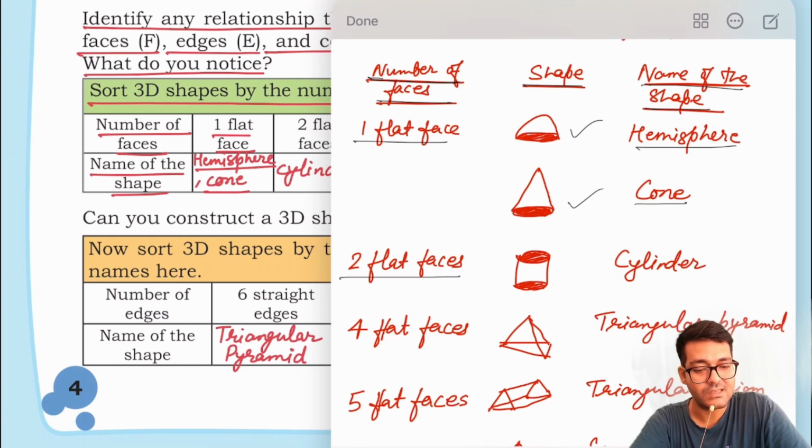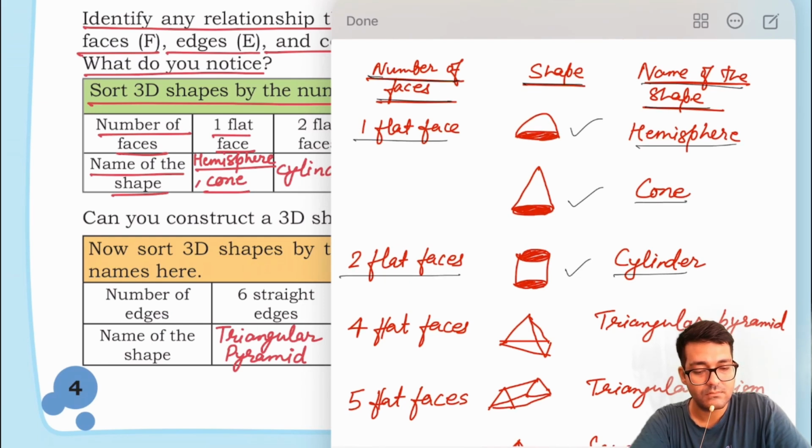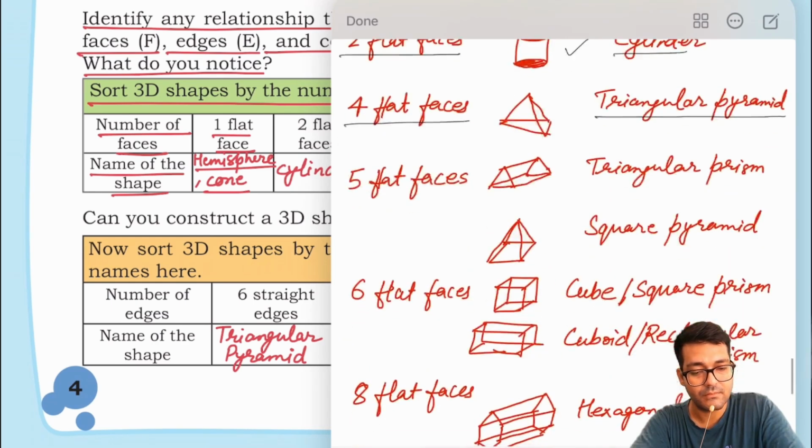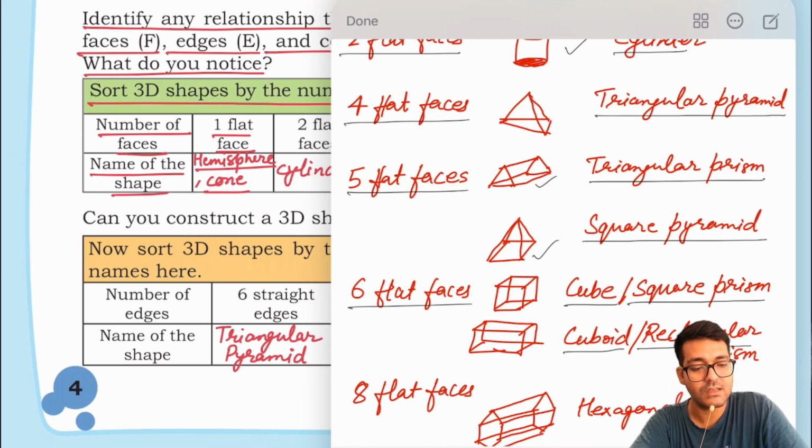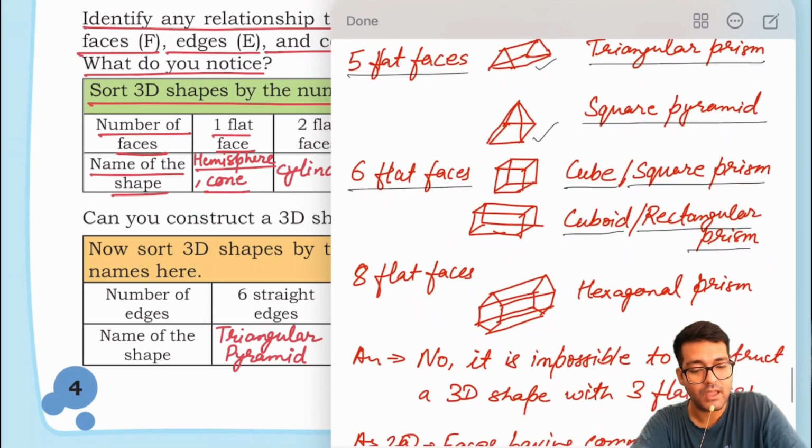Similarly, two flat faces can be seen in cylinder. Four flat faces is present in triangular pyramid. Five flat faces is present in triangular prism and square pyramid. You can see here. Six flat faces is found in cube or square prism and cuboid, that is rectangular prism. And 8 flat faces can be seen in hexagonal prism.